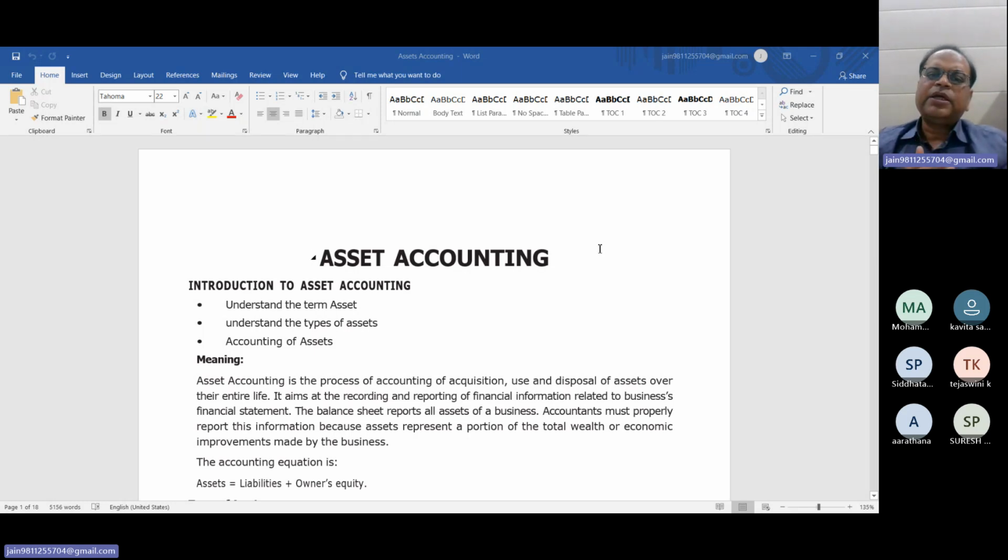So now we will prepare the ledgers, the assets ledger. We have to prepare all different types of ledger. The assets are broadly classified into two categories. Number one is the short term, number two is the long term. If the duration of the asset is more than 1 year, it is called a long term asset, and short term is less than 1 year.